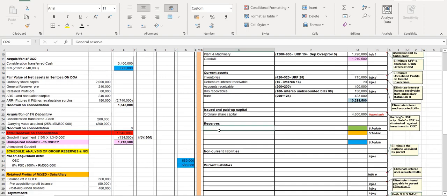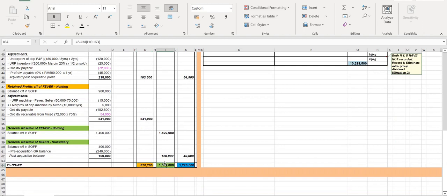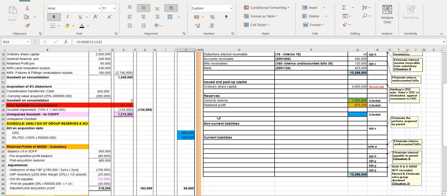The reserve part is quite easy because you have done that earlier. So just put the general reserve figure that you calculated here and the retained profit together with the non-controlling interest. So put them under the equity section, right?